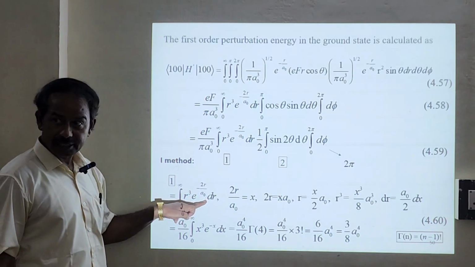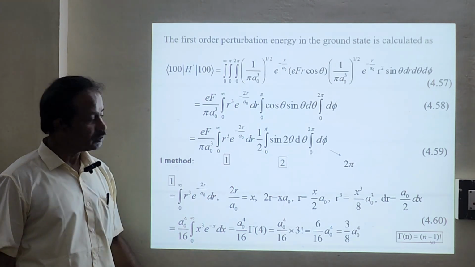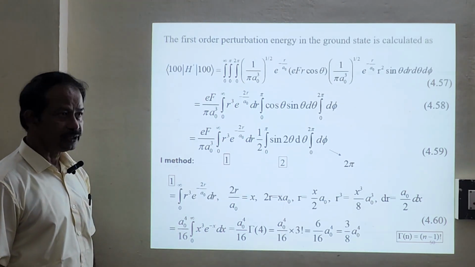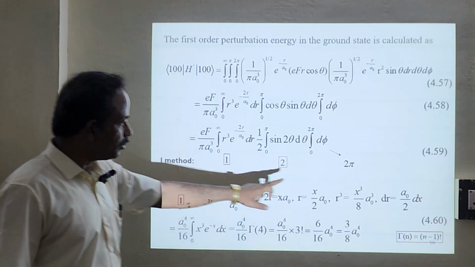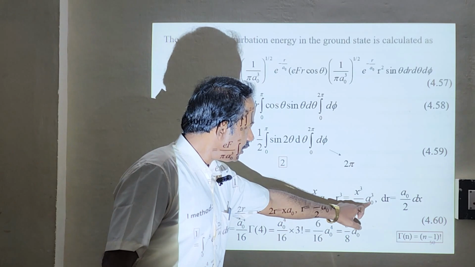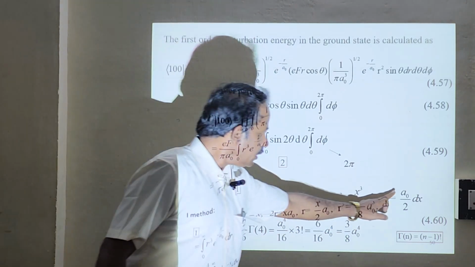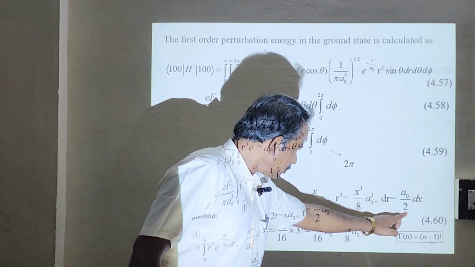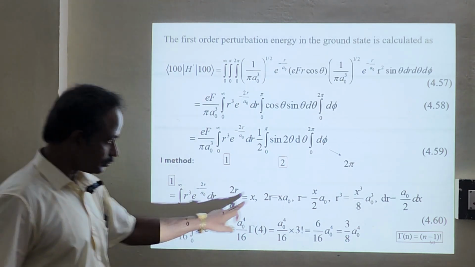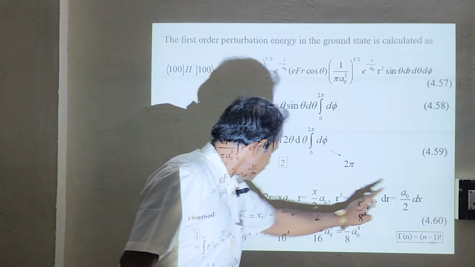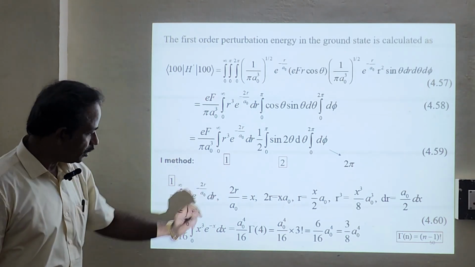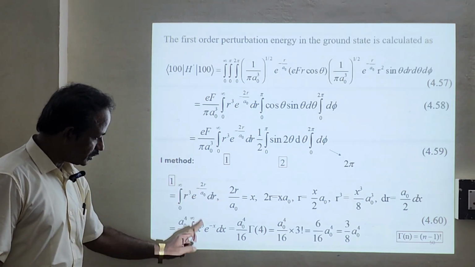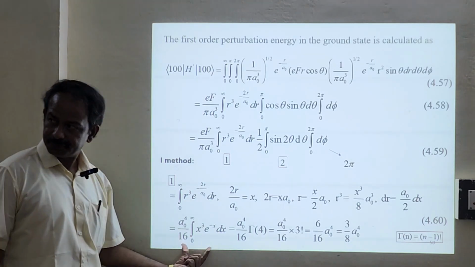So we have to substitute for dr. That's why we differentiate with respect to x: dr equals a naught by 2 dx. Okay. Now r cube. What is r cube? x cube by 8 a naught cube. What is dr? A naught by 2 dx. So 8 multiplied by 2 will give me 16. A naught cube multiplied by a naught will give me a naught to the power 4. Your r cube will be your x cube, and this term is e power minus x dx, correct?